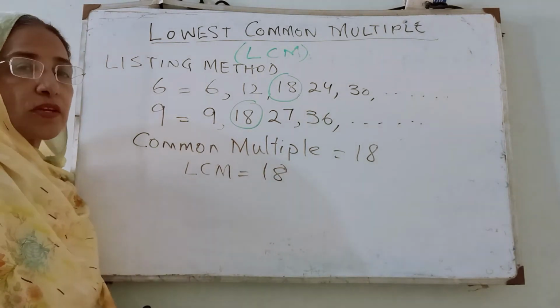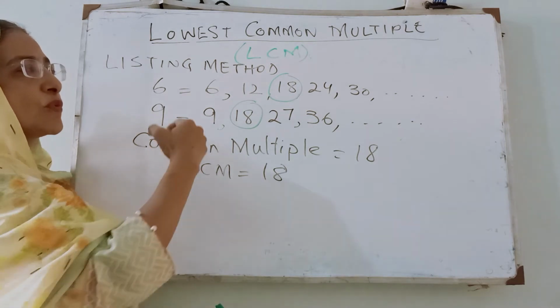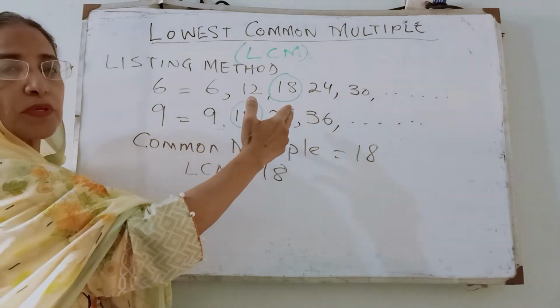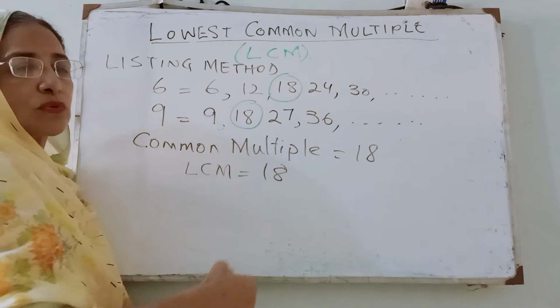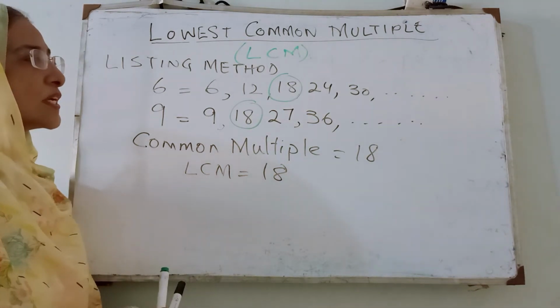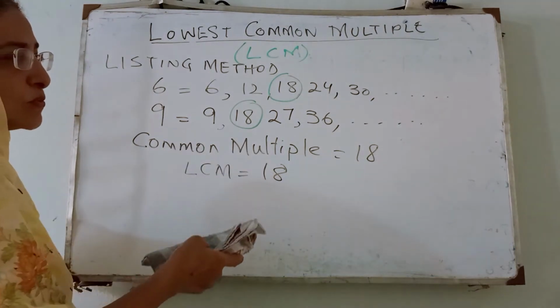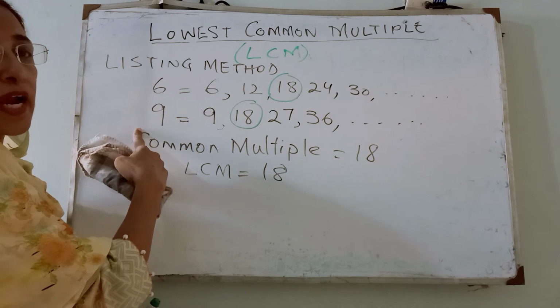This method of finding the LCM is difficult, because if you forget to write any of the multiples, you might not get the correct answer. If you are good in tables, you can use it, but it is time consuming and difficult.